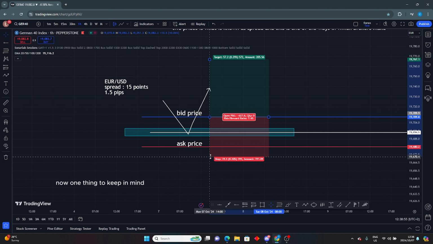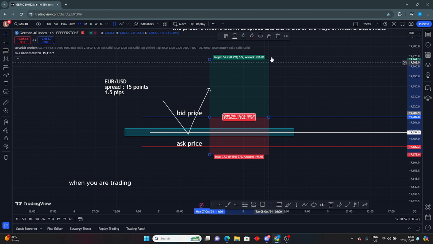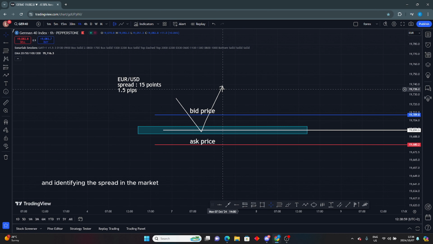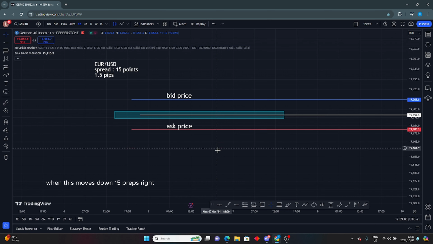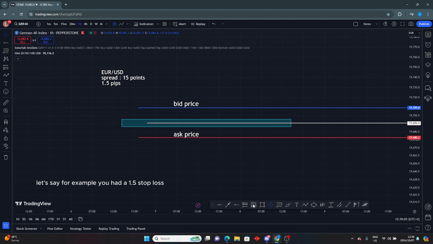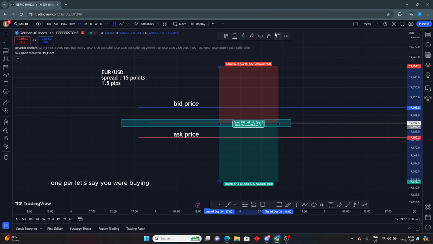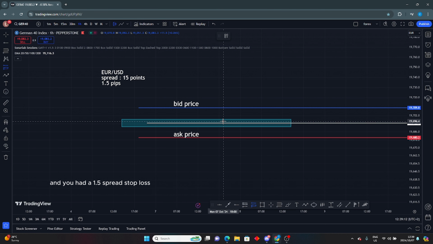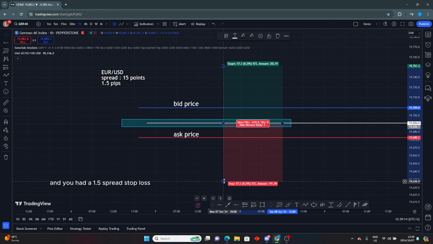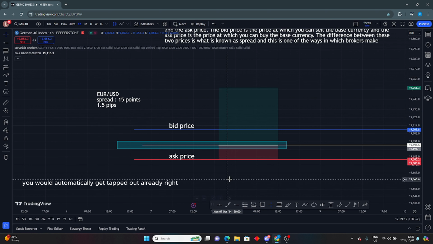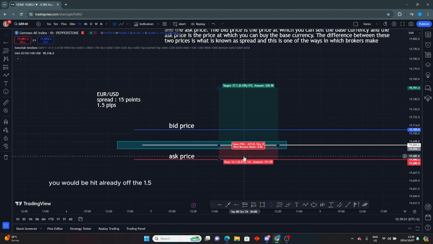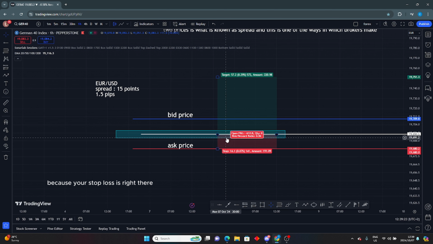Now, one thing to keep in mind when you are trading and identifying the spread in the market, is when this moves down 1.5 pips. Let's say, for example, you were buying and you had a 1.5 pip stop loss. You would automatically get tapped out already, right? You would be hit already off the 1.5 because your stop loss is right there, so you would not be able to enter the trade.